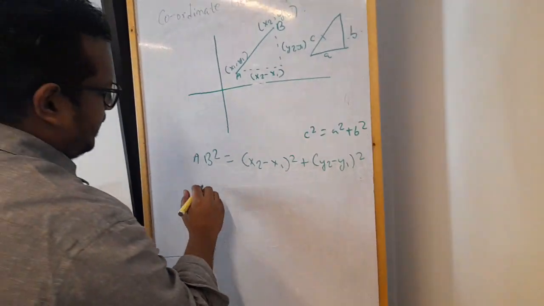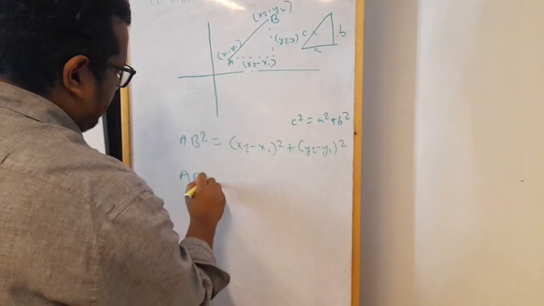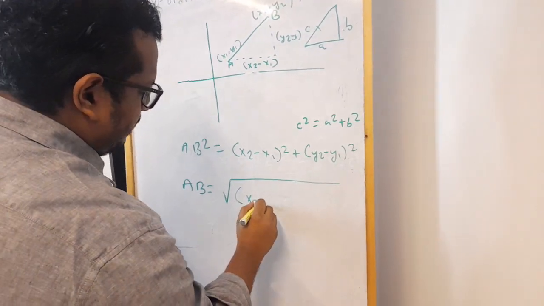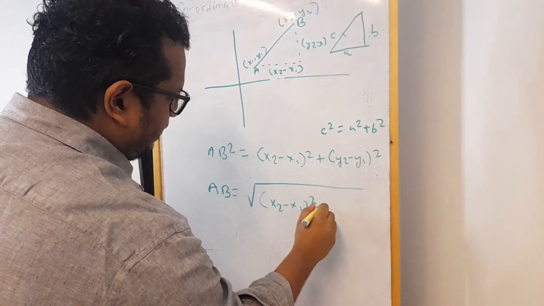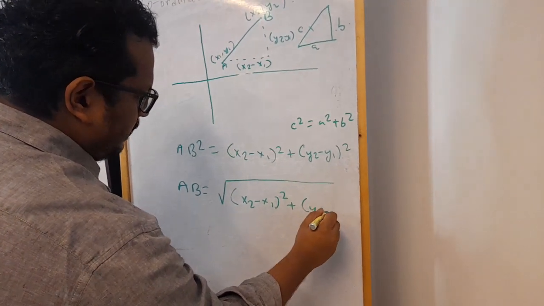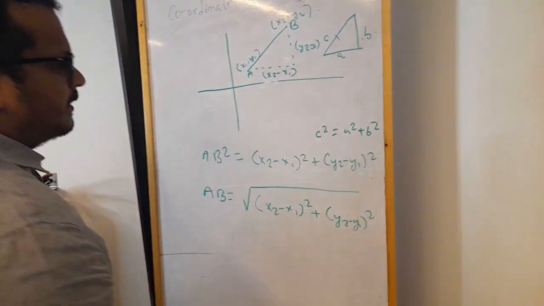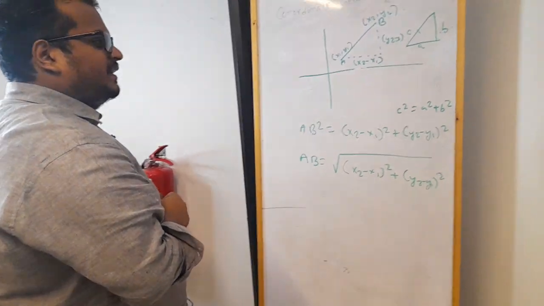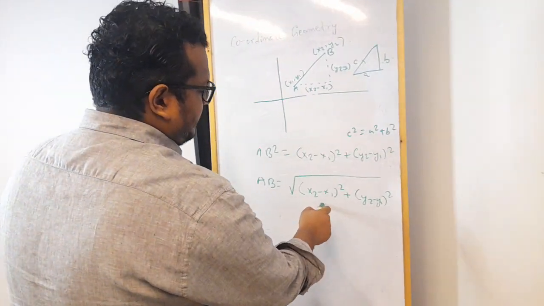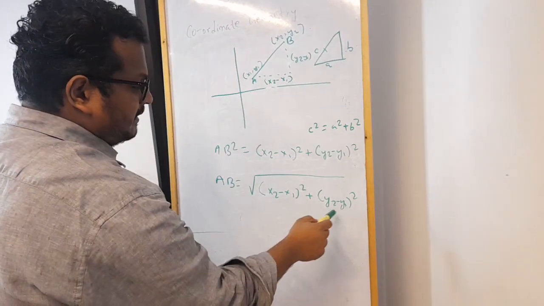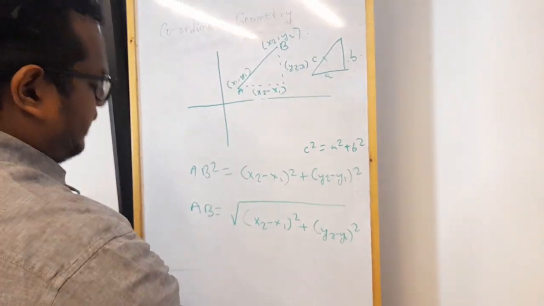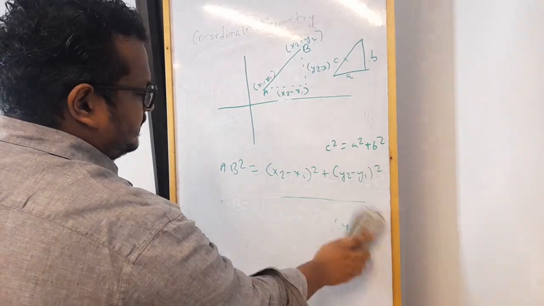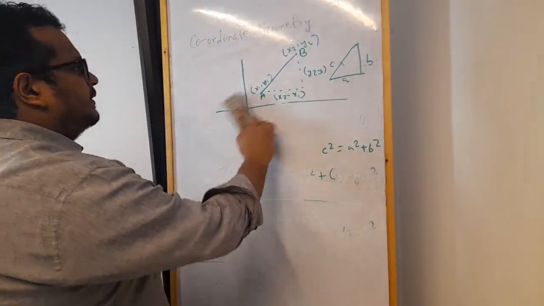So AB would be the square root of (x2 minus x1) square plus (y2 minus y1) square. So basically this is the equation to find the length of any side: the difference in x coordinates squared plus the difference in y coordinates squared. Okay, this was the first equation that you need to know for your SAT.